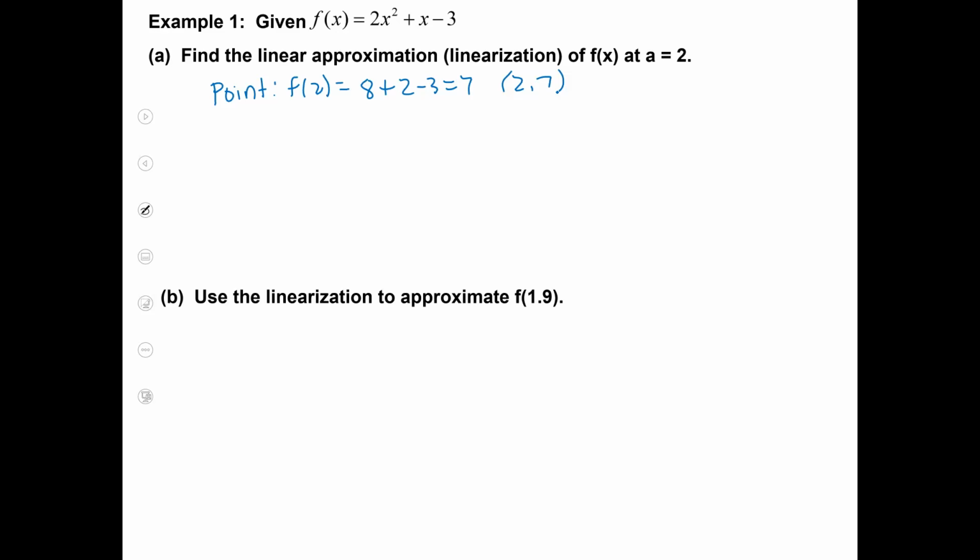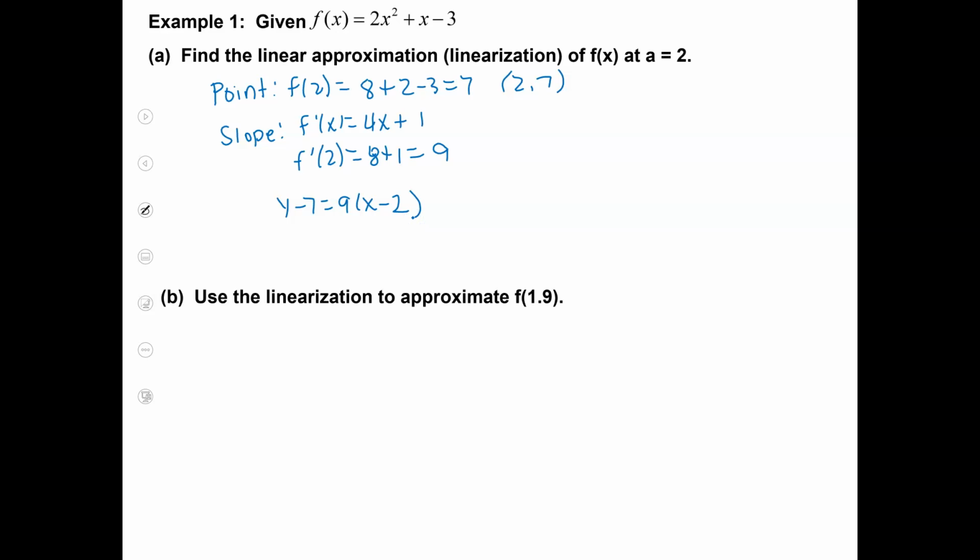And then the slope is found how? Derivative. So we take f prime of x equals 4x plus 1. We're going to evaluate that at x equals 2. So we get 8 plus 1, which is 9. So the equation of the tangent line then is y minus 7 equals 9 times x minus 2. So that's the equation of the tangent line.